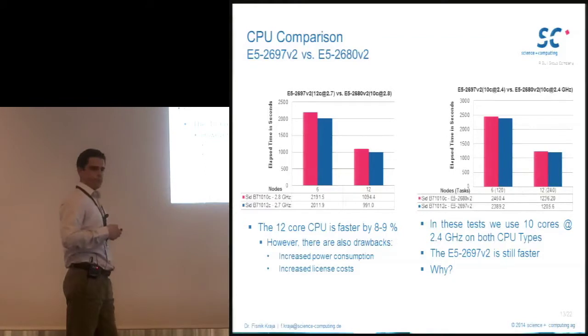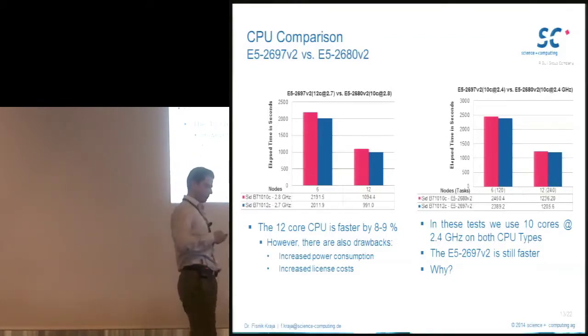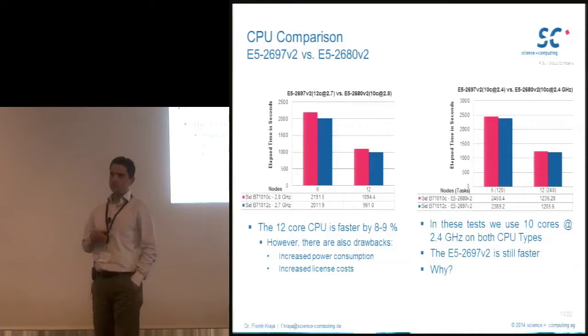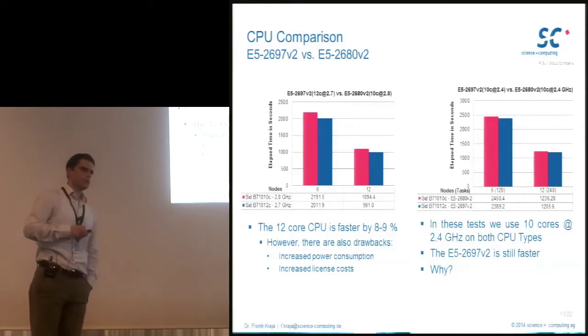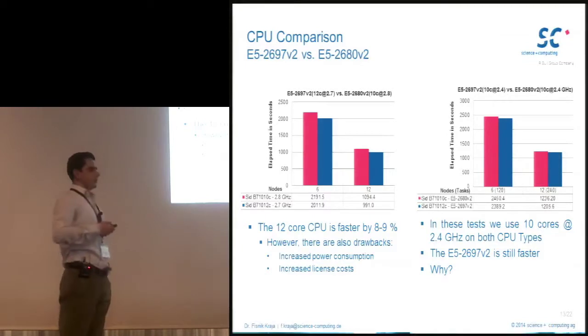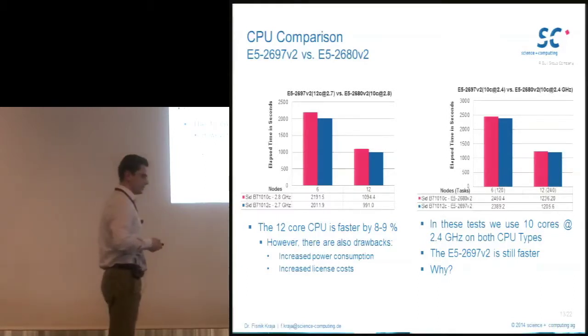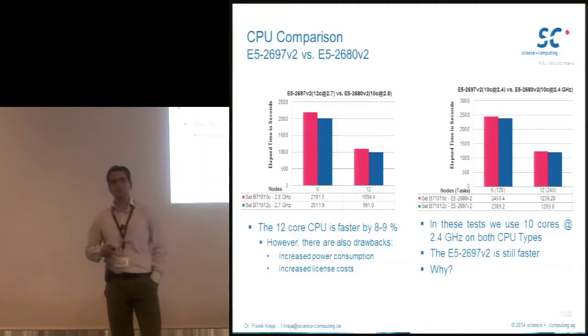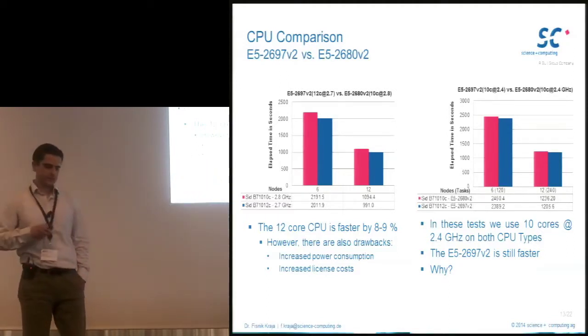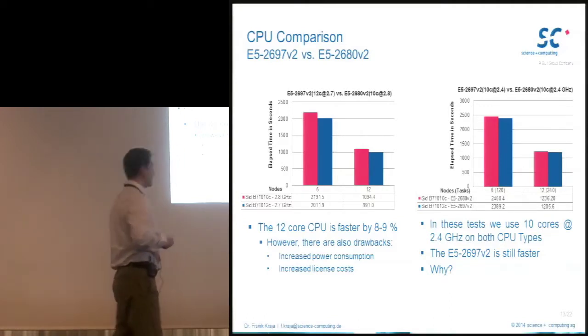Let's jump to the CPU comparison. We did two kinds of tests. We first compared node to node, taking all the cores in each node, for two CPU types, the 12-core CPU type and the 10-core CPU type, and the first results say that we have 8 to 9% better results on the 12-core CPU. But we have to consider that this comes with some costs, like increased power consumption and increased license costs, because you have 2 more cores and licensing is done on the number of cores.